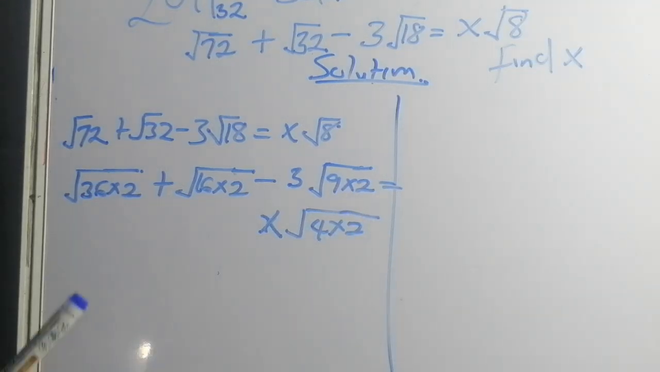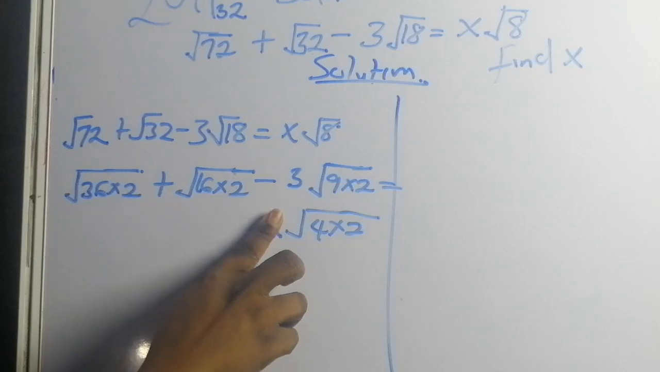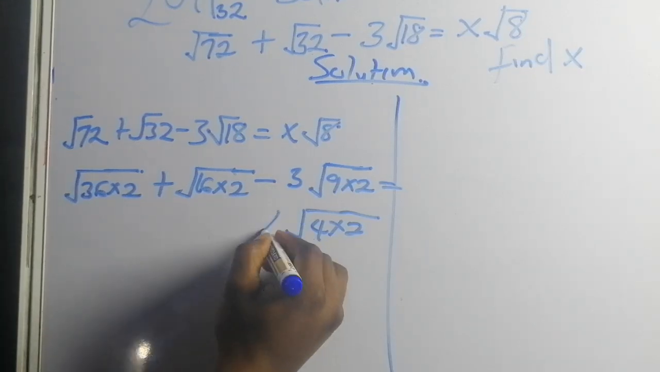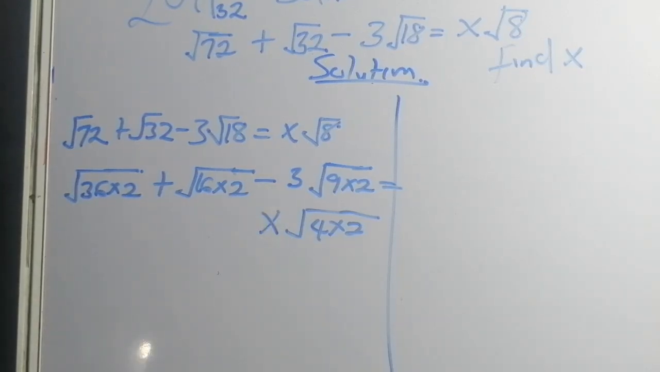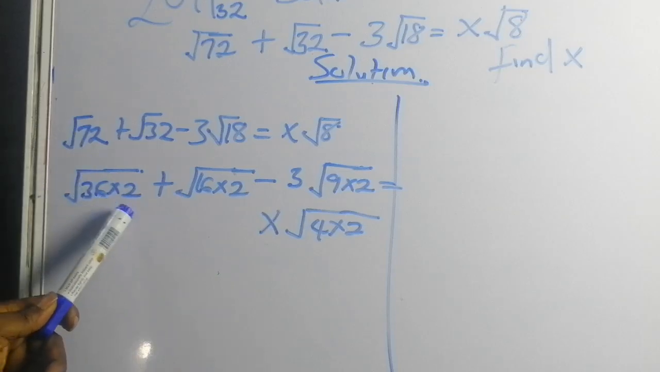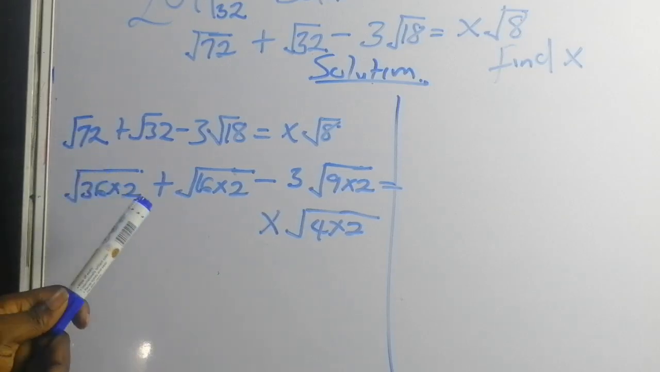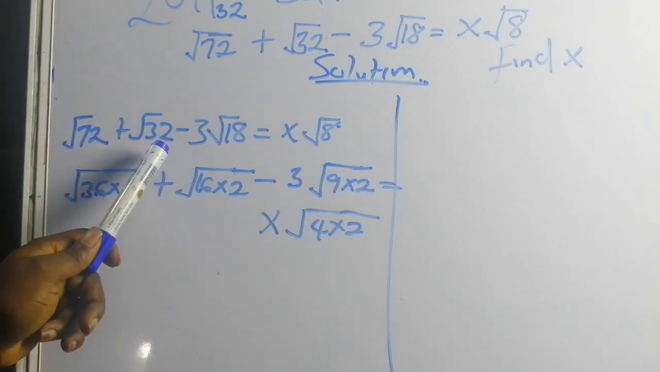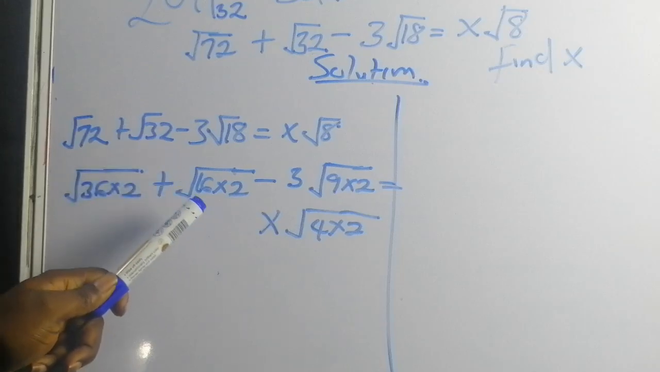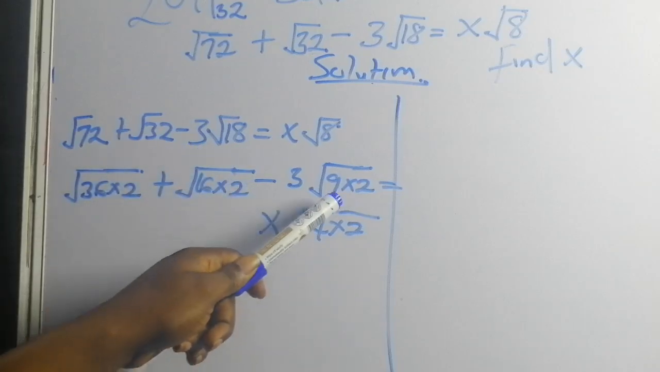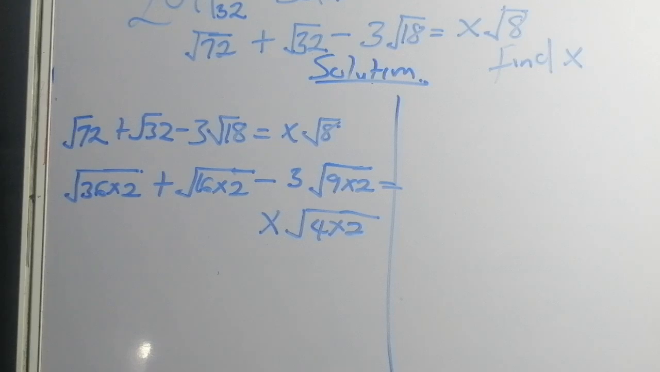Very simple. So this is x here. 36 times 2 gives us 72, 16 times 2 gives us 32, and 9 times 2 gives us 18. So what am I trying to do? I'm trying to ensure that the same value is inside the square root so that I can add or subtract, because the question says simplify, to get the value of x.